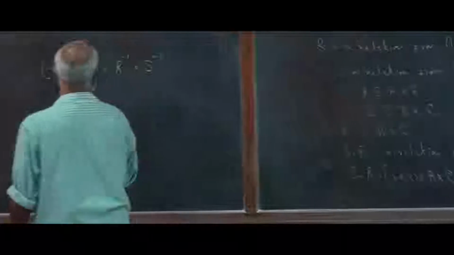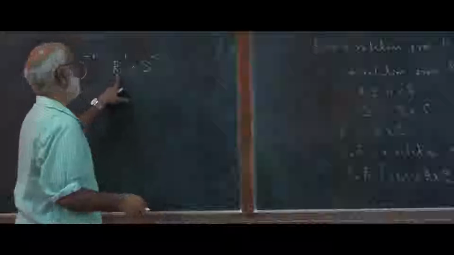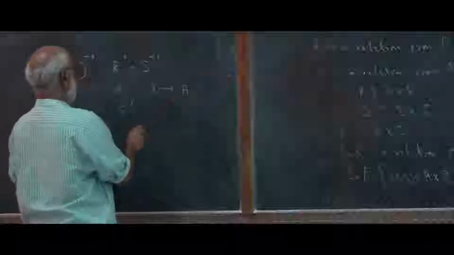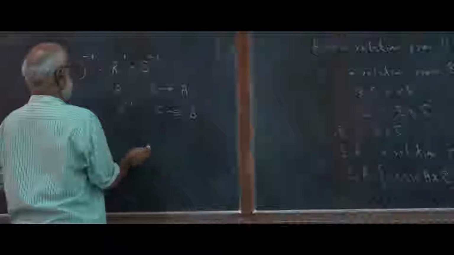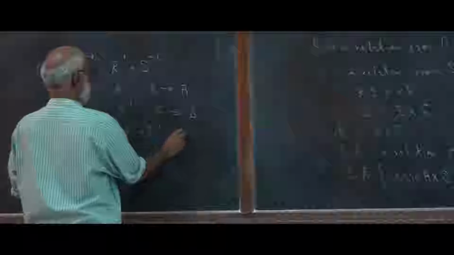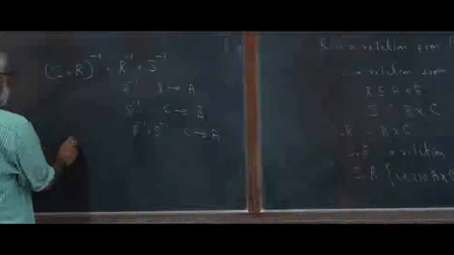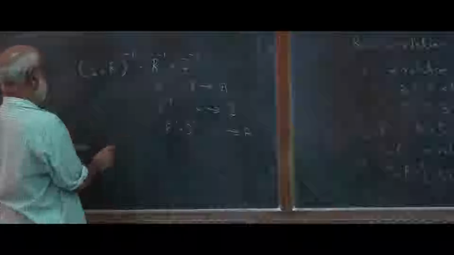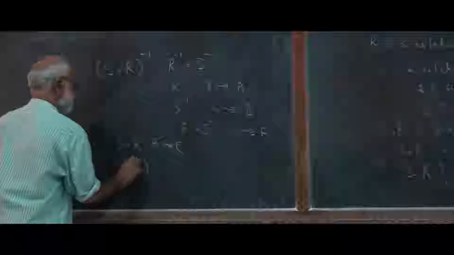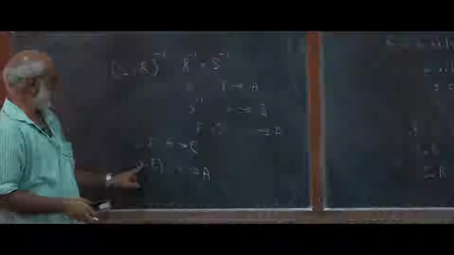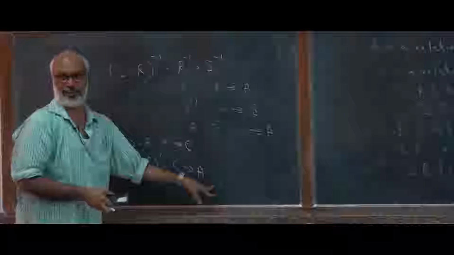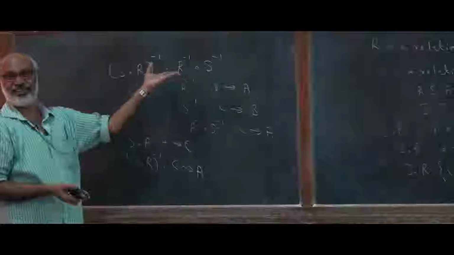Note that R is a relation from A to B. Therefore, R inverse will be a relation from B to A, and S is a relation from B to C, therefore S inverse will be a relation from C to B. Therefore, R inverse composition S inverse will be a relation from where to where? From C to A. And S composition R is a relation from A to C, therefore S composition R inverse will be a relation from C to A. So both S composition R inverse as well as R inverse composition S inverse are relations from C to A. So the question is whether they are the same or not.